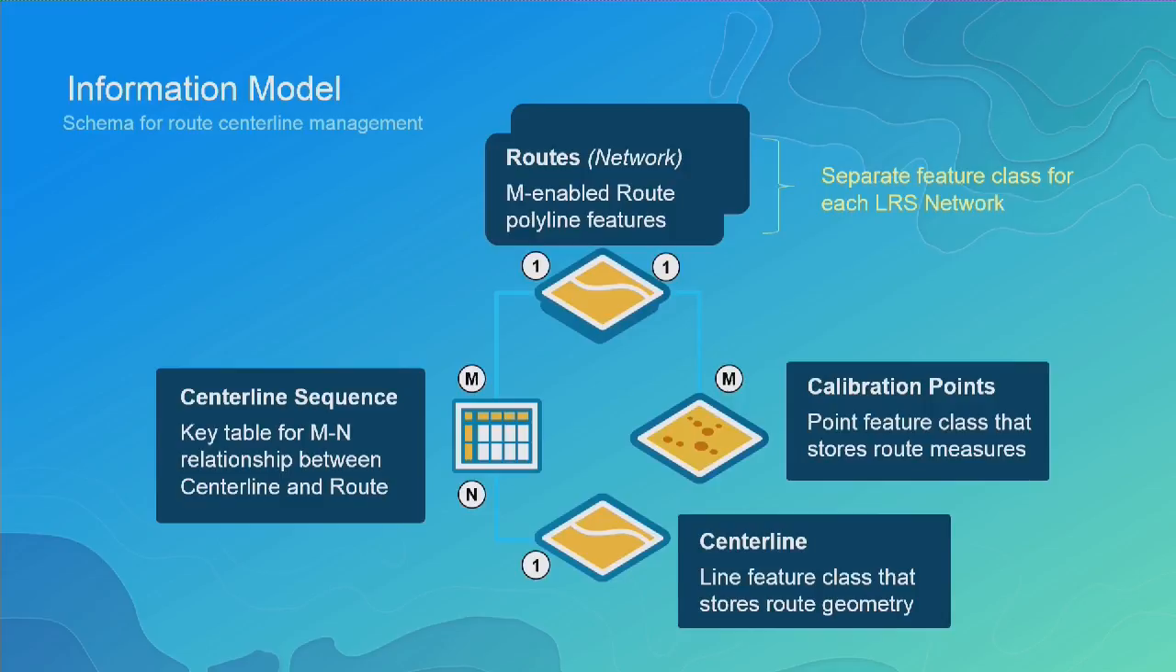The centerline sequence table in here is important, because it keeps the relationship between your centerline and your route. The centerline ID field keeps that relationship between your routes and a centerline. So this is the information model. And again, when we say flexible information model, as long as this information model is available in your geodatabase, you can get pipeline referencing configured to work. So as you can see, this is not tied down to any specific data model.